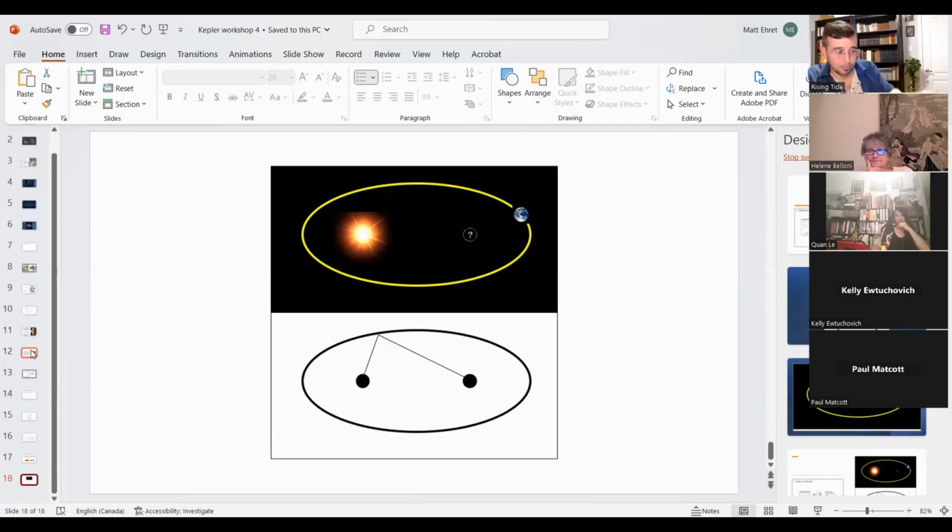Perihelion and aphelion in space, but in time when the speed changes. Yep. And where would the speed be changing the most, or where would it be going fastest? The planet would be fastest at perihelion. Perihelion, aphelion. Yes. Yep.